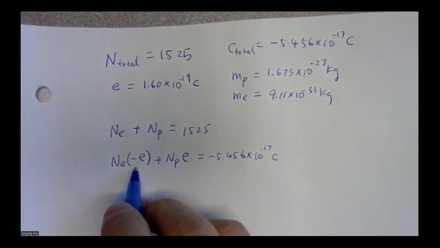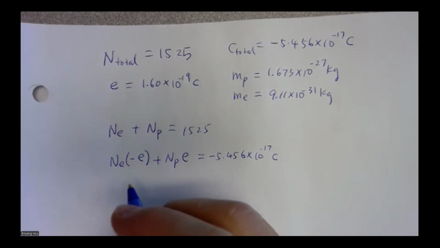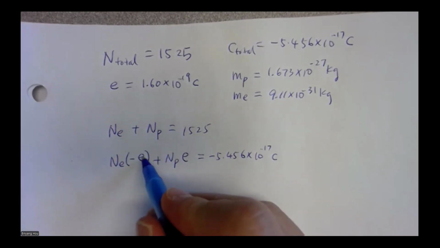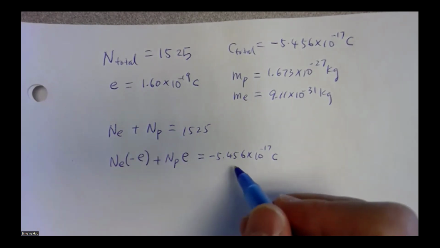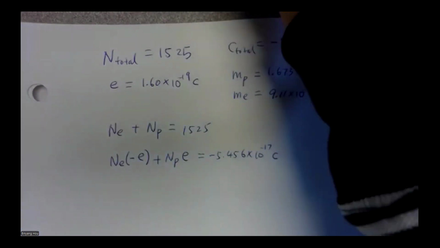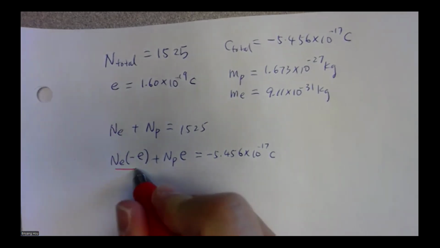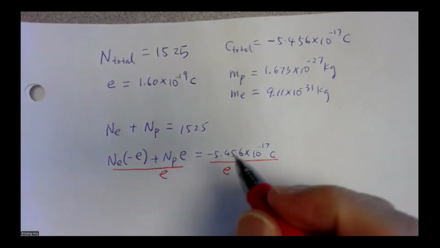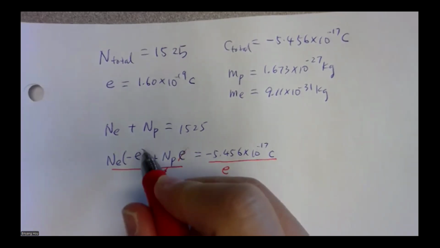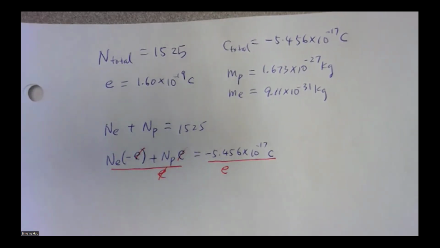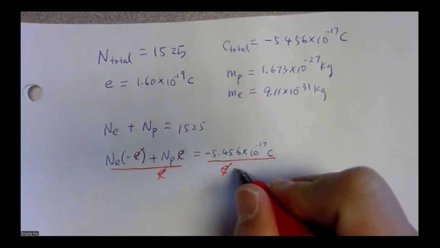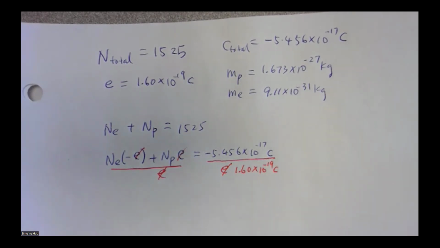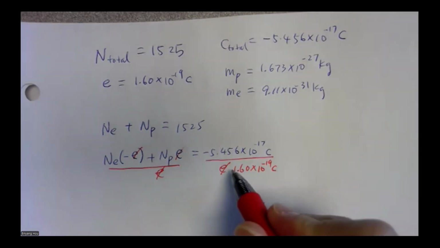And here, e is a constant number, so we can divide both sides of the second equation by e. Let's do that. If we divide this by e and this by e, the e and the e will cancel. Okay, so they will both cancel. And e is just the number 1.6 times 10 to the negative 19 coulombs. So e is equal to that.